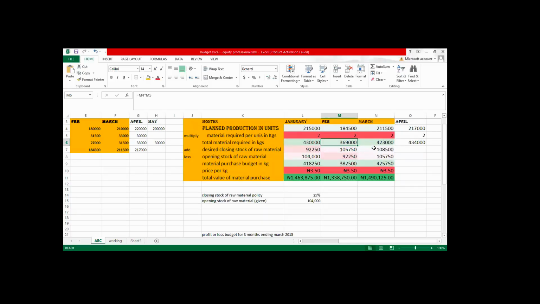In March, you have to produce 211,500 units. And to produce one, you require 2 kg of raw material. What is your total production requirement? 423,000. It's the same thing, whether production usage or production requirement, the same terms.